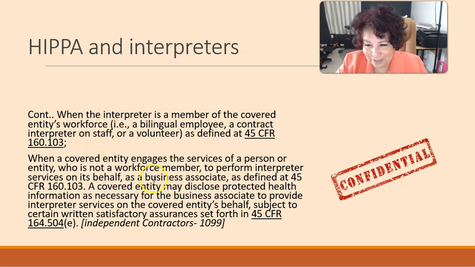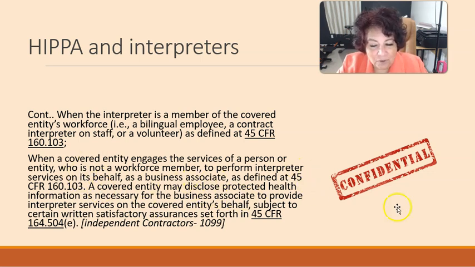Or pay attention, because some of you also work as independent contractors. So you get a 1099, or you might be doing remote interpreting, perhaps working with an organization or a company that provides phone remote interpreting for telehealth. When a covered entity engages the services of a person or entity, meaning another person that contracts you, who is not a member of their workforce, okay? You are performing as an interpreter on their behalf as a business associate, as a contractor.